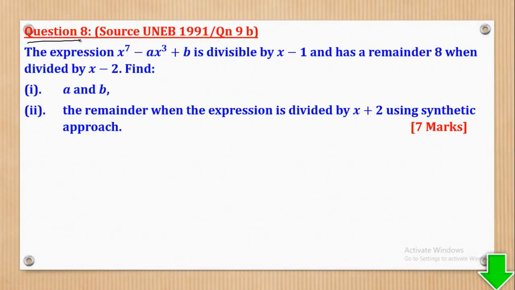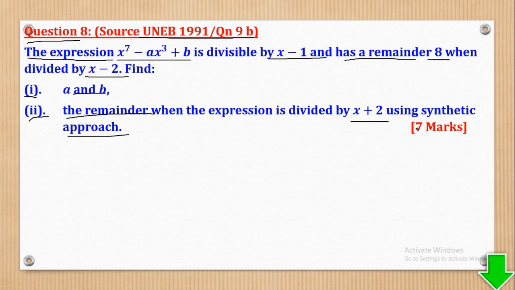So now we shall go to question 8, which came from UNEB 1991, paper 1, question 9b, and says, the expression this is divisible by x minus 1 and has a remainder 8 when divided by x minus 2. Find Roman 1, A and B, and Roman 2, the remainder when the expression is divided by x plus 2 using synthetic approach. So here, they have specified the method to use in division, in getting the remainder.